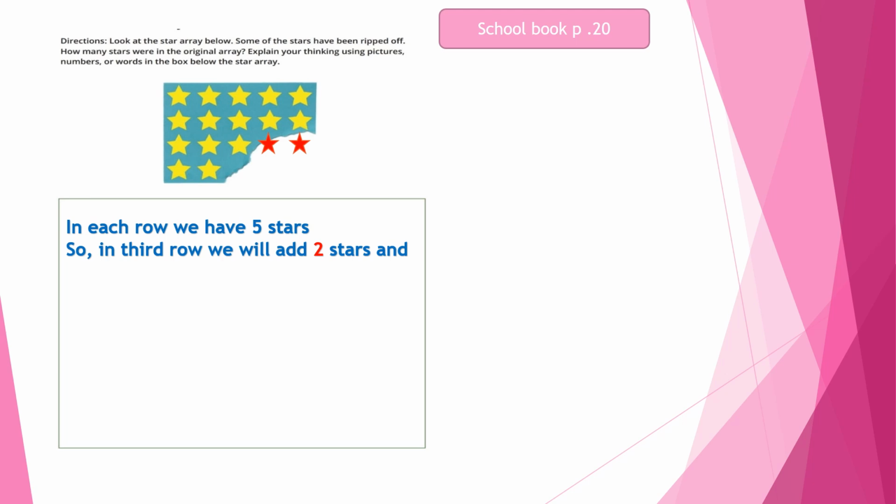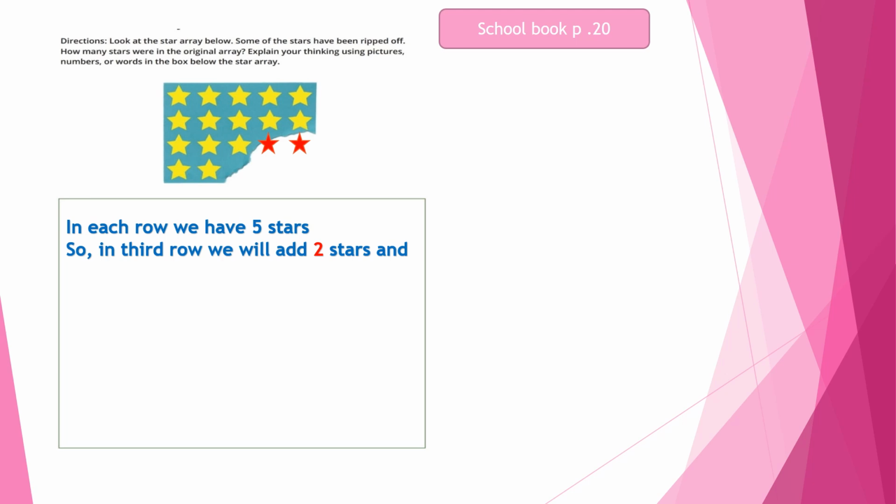Look at the star array below. Some of the stars have been ripped off. How many stars were in the original array? Here it's like our paper. When we rip our paper, cut it, okay? This was a whole array, and we ripped it, we cut it, okay? I wanted to know how many stars here I cut, the stars in the original array before I cut it.